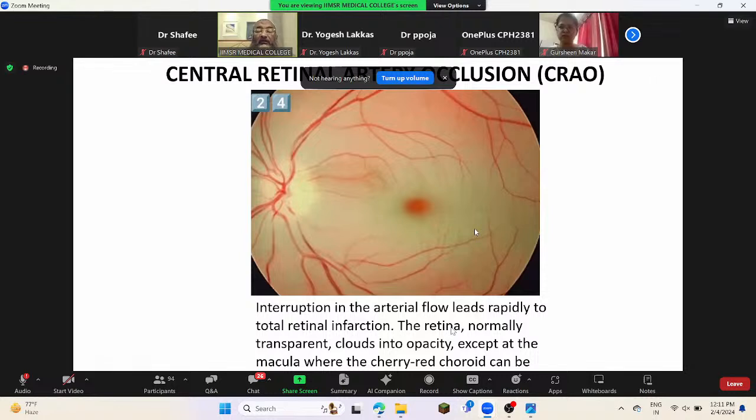Central retinal artery occlusion: interruption in the arterial flow leads rapidly to total retinal infarction. The retina, which is normally transparent, clouds into opacity, except at the macula where the cherry red spot of the choroid can be seen through the macular fovea. You can see that the whole of this is very opaque, which is usually transparent, and right in the center, you see a cherry red spot. This is the classical sign of central retinal artery obstruction.